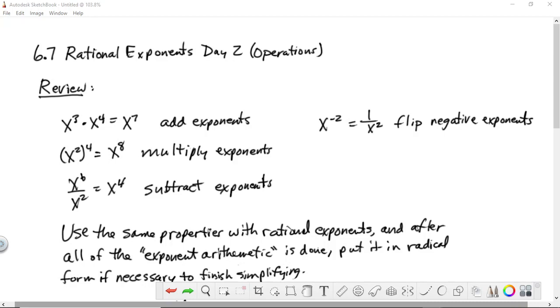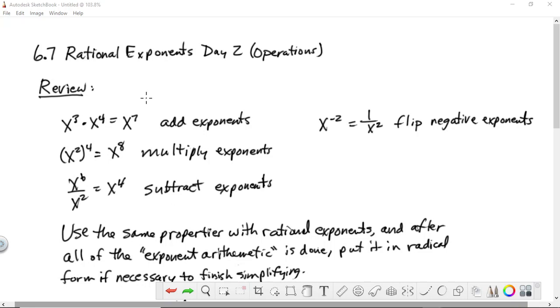Hello, algebra students. Today we're looking at section 6.7, Rational Exponents, Day 2, and we'll be looking at operations using rational exponents. When we're finished doing the exponent operations, you will have to work with the radicals. It continues to keep you in practice working with the radicals, which will help with the test. That's the test that's coming up on chapter 6, part 1.